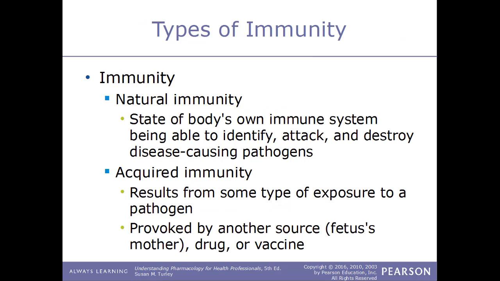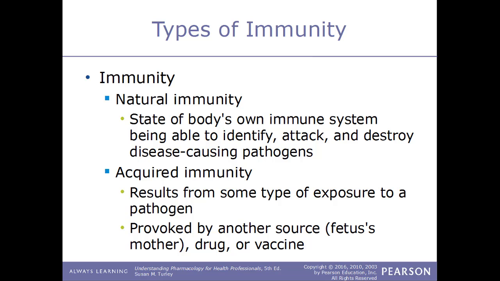Alright, now we'll move on to talk about different types of immunity. And there are 4 main types of immunity. The first one we'll go over is natural immunity. This is the state of the body's own immune system being able to identify, attack, and destroy disease-causing pathogens. It's also known as your innate immune system. This is what you are born with. There's nothing you can do to enhance this. What you have is what you have.